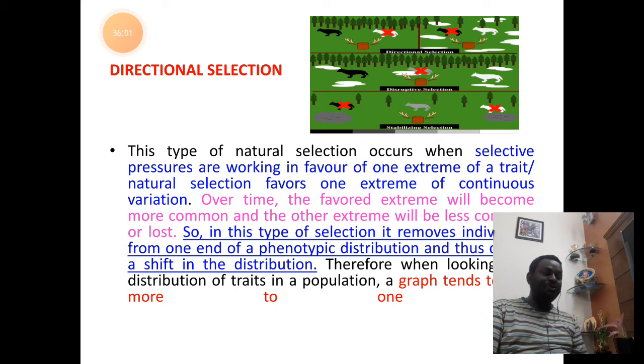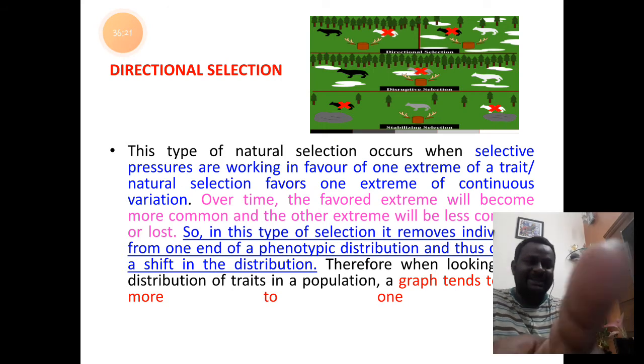Then what will happen to the other unselected extremity and the middle trait? It will be totally not selected, so it gets eliminated in nature, or their number will fall down. So when we plot a graph of directional selection, it leans more towards one side.